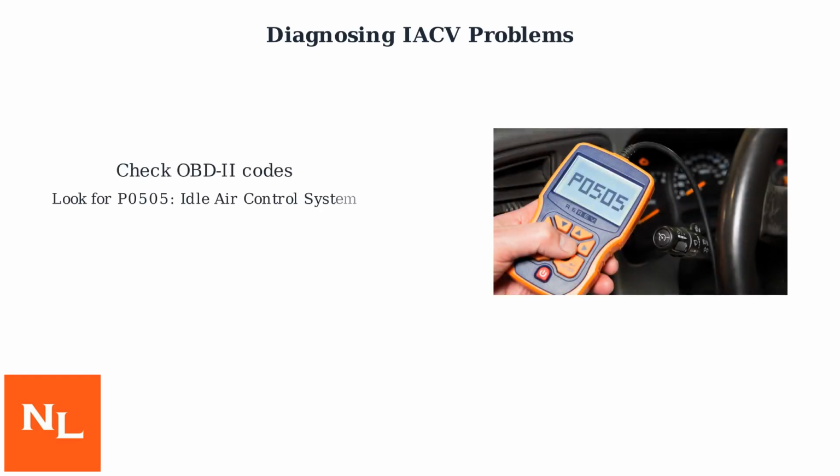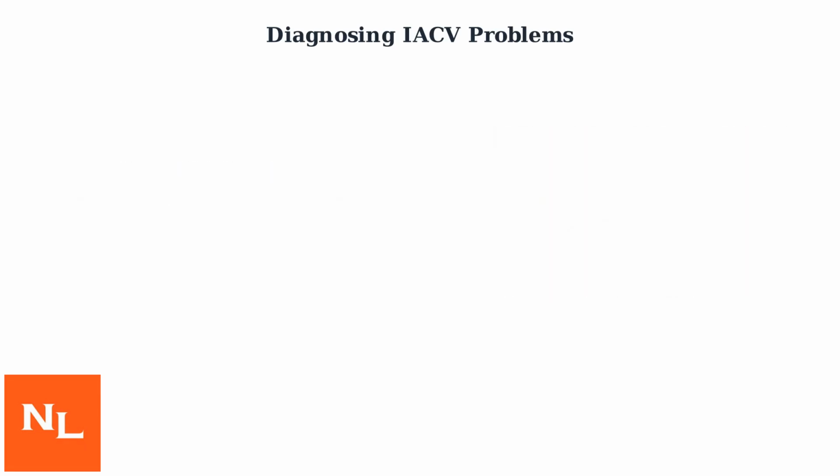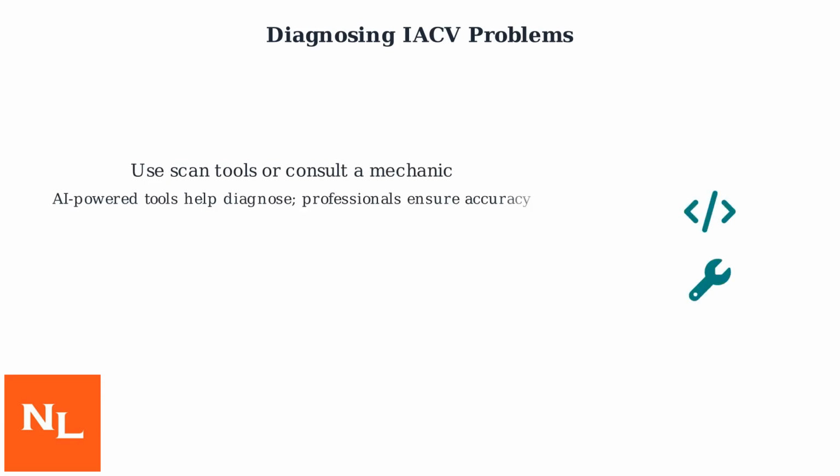In modern vehicles, scan for OBD2 trouble codes. A P0505 code specifically indicates an idle air control system malfunction, pointing directly to IACV issues. AI-powered scan tools can assist with diagnosis, but manual testing remains standard for older vehicles. For complex cases, consult a professional auto mechanic who can perform these tests accurately.